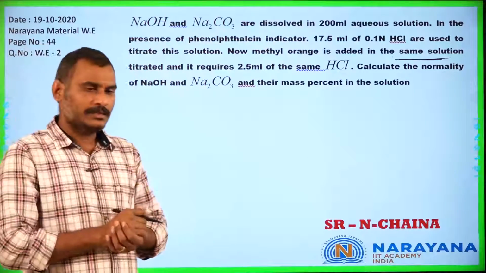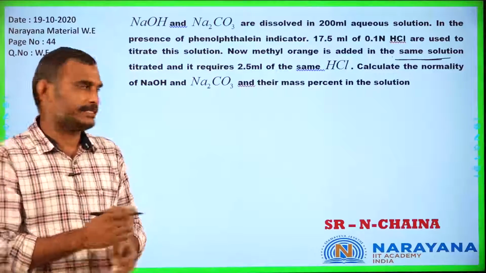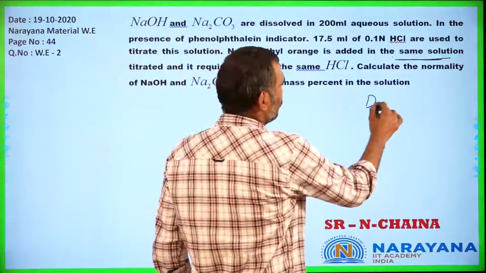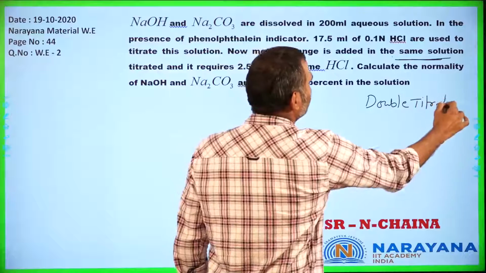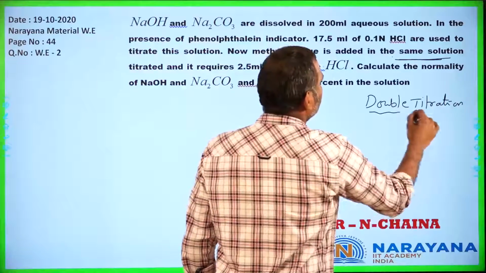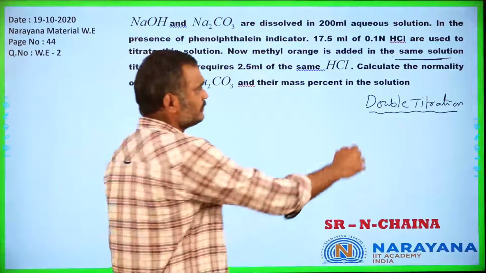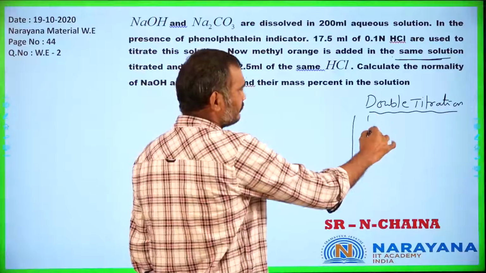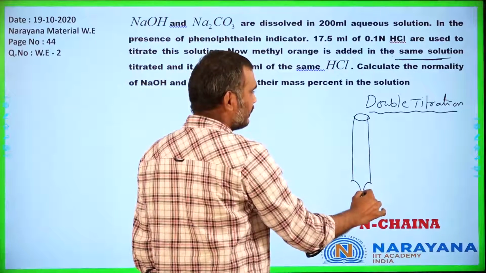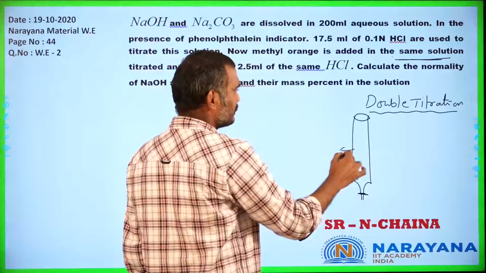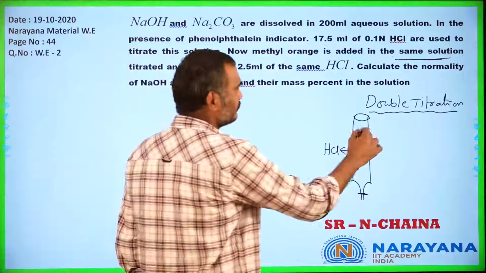Actually students, this question is based on the double titration concept. Yes, based on the double titration concept, we should solve this. What happens in double titration? First, we are taking HCl in the burette, a known concentration of HCl.